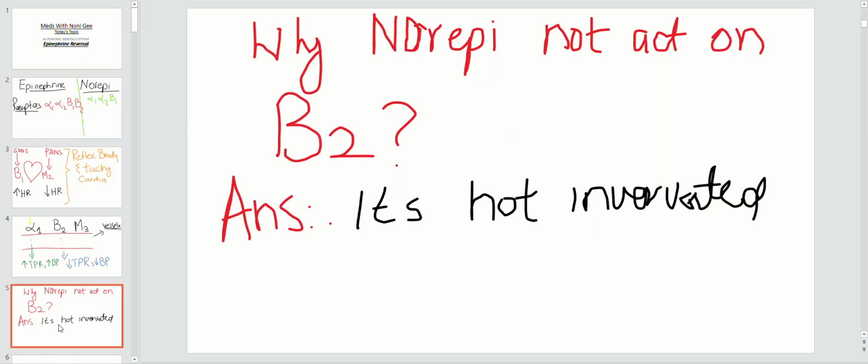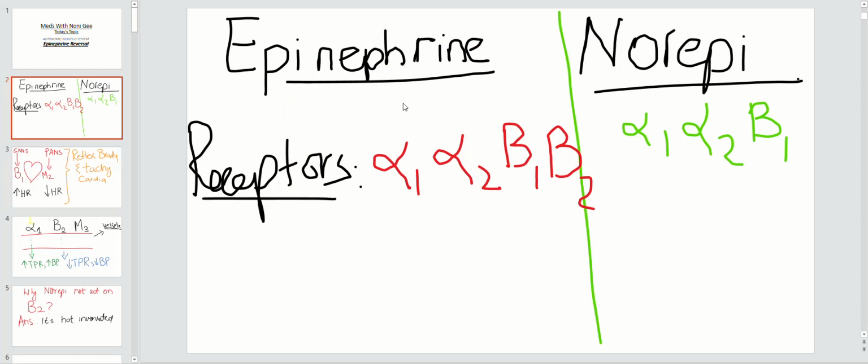Then you can be asked a question: why does norepinephrine not act on the beta 2 receptor? So the answer is because beta 2 receptors are not innervated on the vessels. So that is the answer to the question. So now you understand the first thing: epinephrine stimulates alpha 1, alpha 2, beta 1 and beta 2 receptors, while norepinephrine activates alpha 1, alpha 2 and beta 1, not the beta 2 receptor.